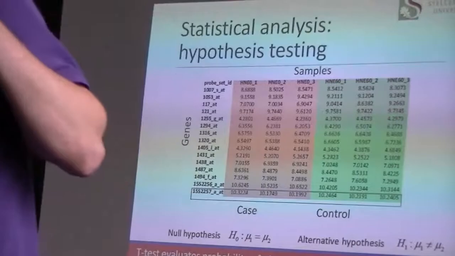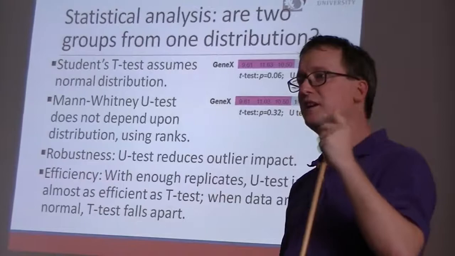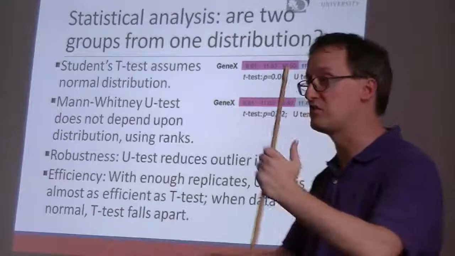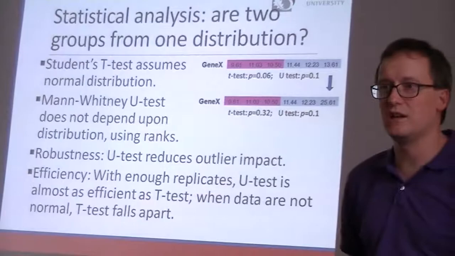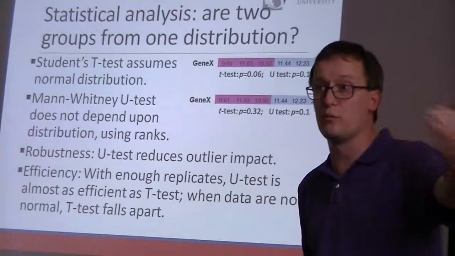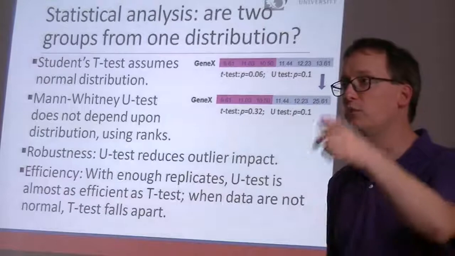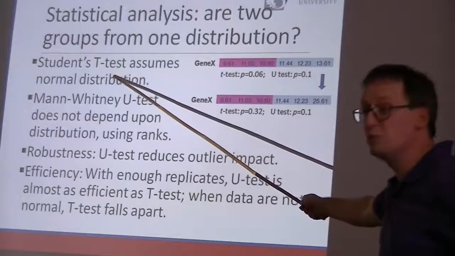So are these two groups from a single distribution, or are the red and green ones different distributions? Student's t-test is based on the idea that the variation we see within these data is normal in nature. Remember normal curves, right? We've got our mean, we have a standard deviation that talks about how wide it is. So Student's t-test assumes that variation is going to look like that normal distribution.